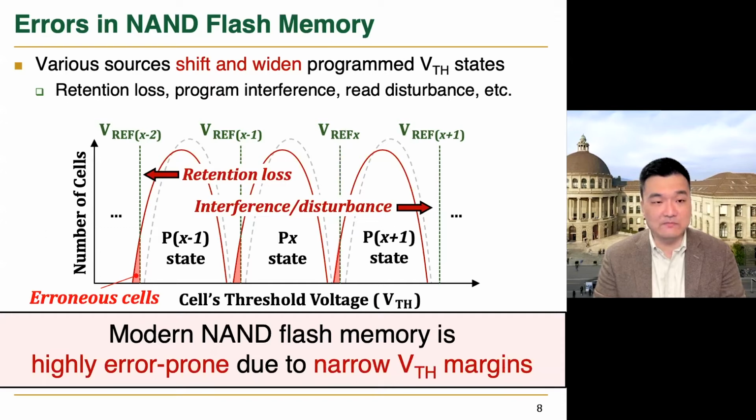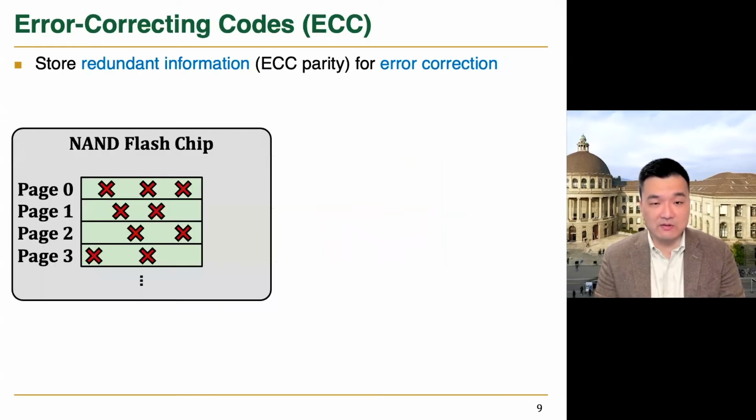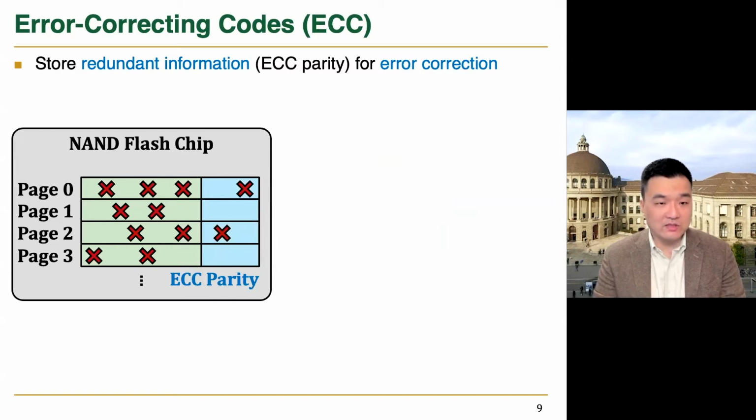For this reason, it is common practice to use error-correcting codes in modern SSDs, which basically store some redundant data called ECC parity, along with the original data in order to use the redundant data for error correction.